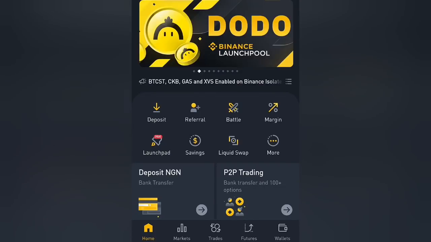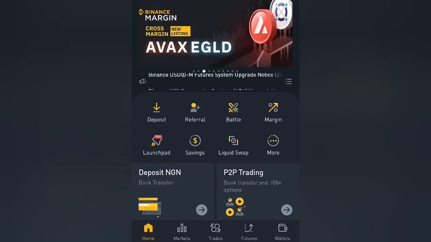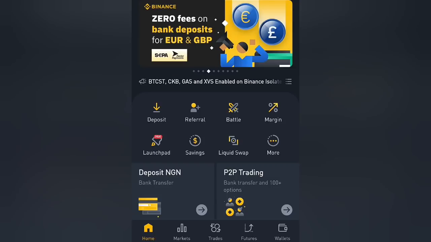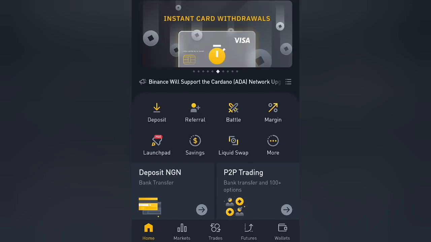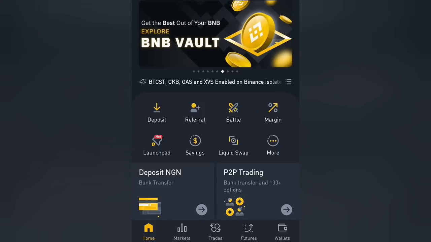Before I start, I would like to say futures trading is meant for experienced traders. So you should only trade if you are an experienced trader. Now let's start. First of all, we would have to go to the futures icon right there. You click on futures.